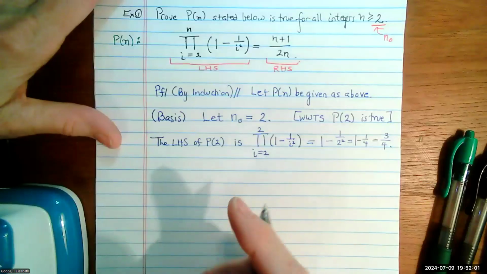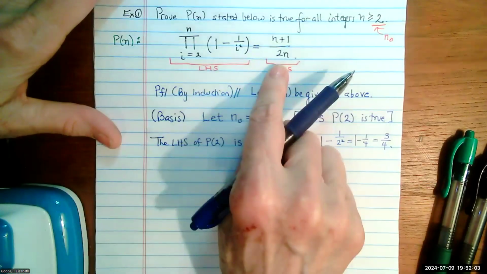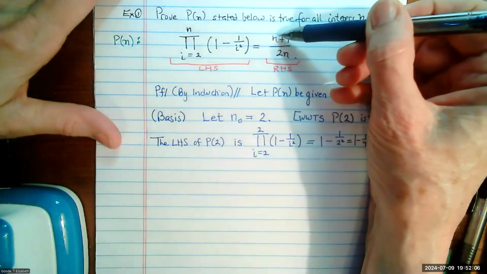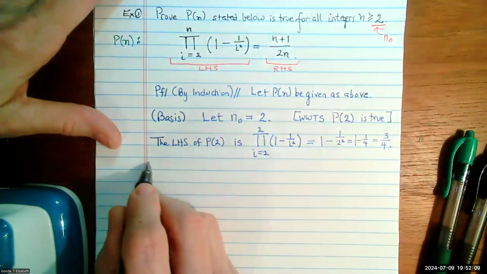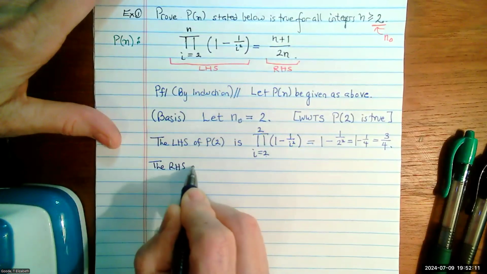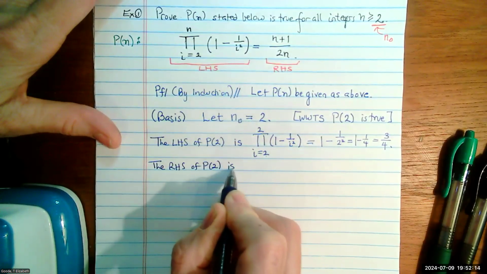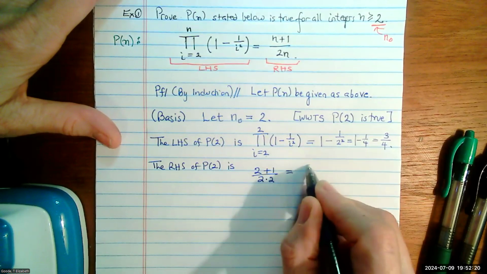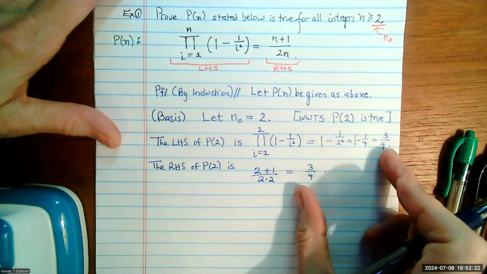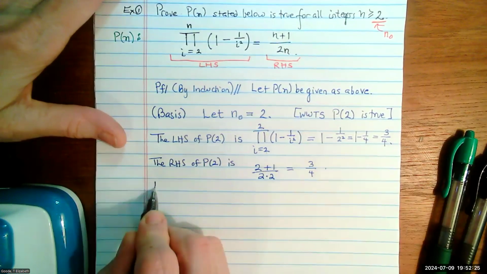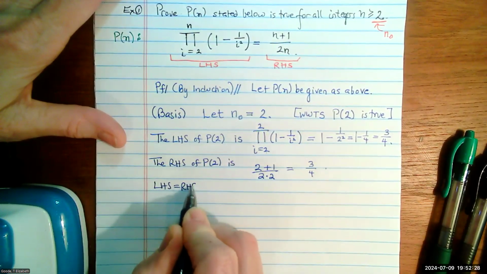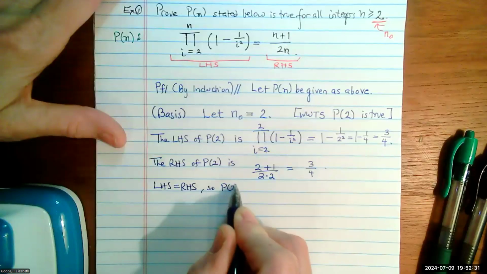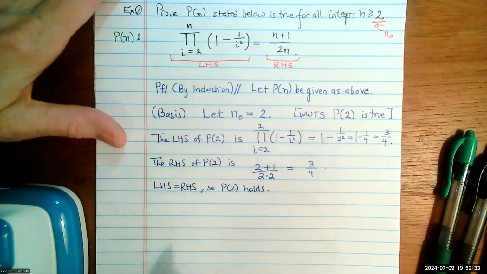All right, so now let's take a look at what happens when we evaluate the right-hand side. The right-hand side, we're going to still plug in a 2 everywhere we see the n. And we'll just tell the reader what we're doing. The right-hand side of P of 2 is 2 plus 1 over 2 times 2. And lo and behold, that's 3/4. So they both evaluate to 3/4. And we just say that the left-hand side equals the right-hand side. So P of 2 holds, or is true. You can say it either way. We have just gotten onto the bottom step of this staircase to mathematical heaven.